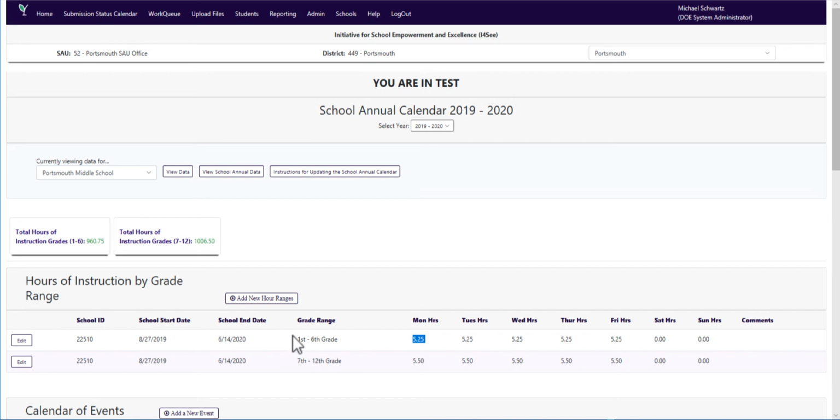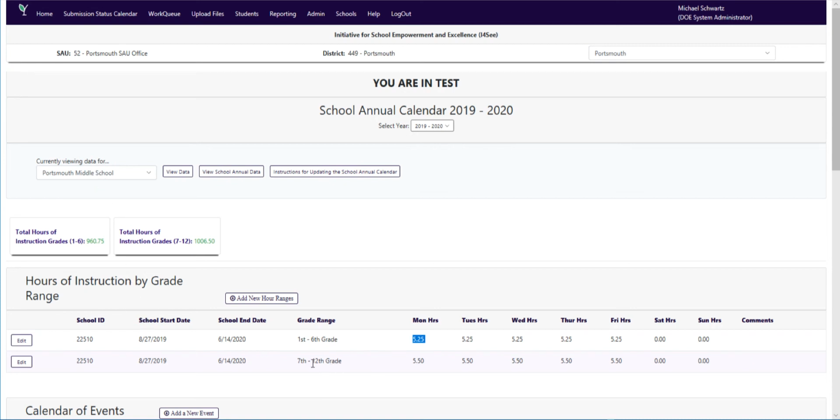Although the grade ranges are always in buckets of either kindergarten, 1 to 6, or 7 to 12, the bucket is only used for the grades within the school that you're reporting it for. So again, 7 to 12, these 5.5 hours, we are only using that for Portsmouth Middle School for grades 7 and 8 because they don't have the other grades in their school.